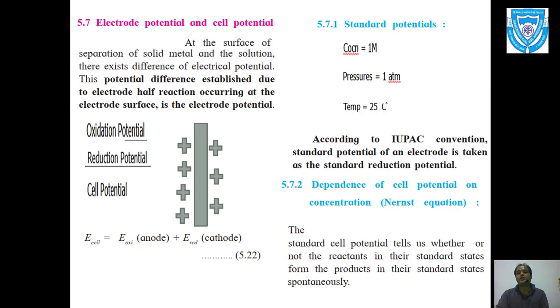Now the next one is the dependence of the cell potential on the concentration. Just now I told you cell potential depends on the concentration, pressure and the temperature, but in this case we will find out the dependence of the cell potential on the concentration, meaning how cell potential is related to the concentration. We are going to discuss this, and this equation is known as the Nernst equation. We are going to discuss this part in the next lecture.